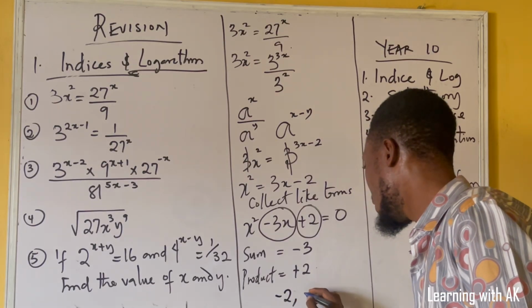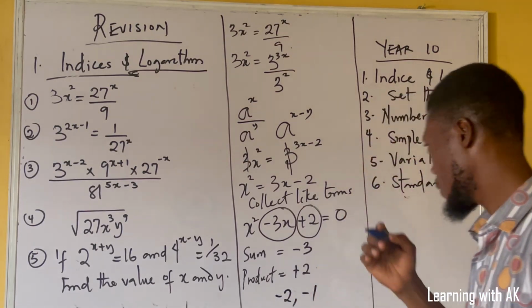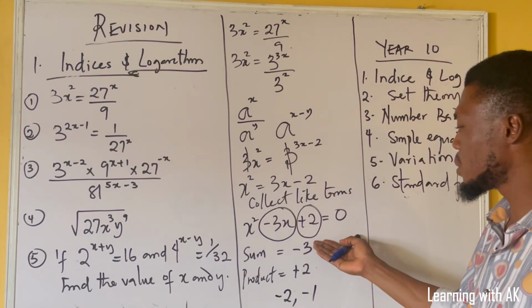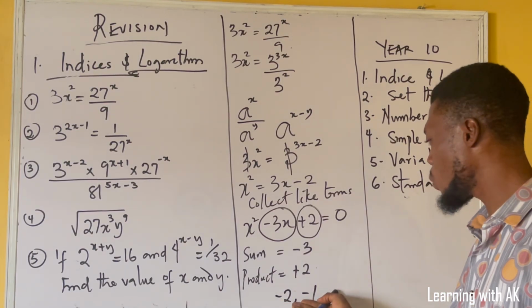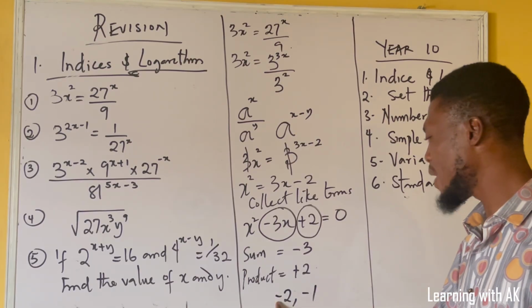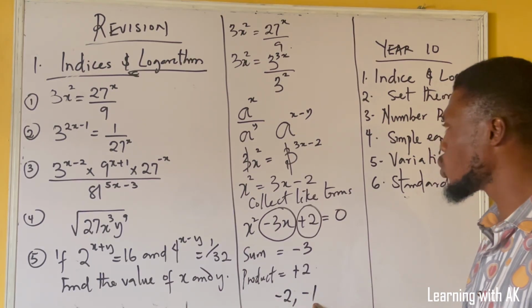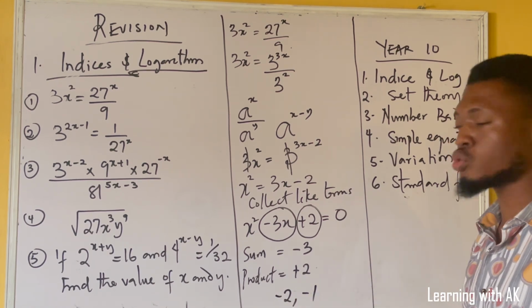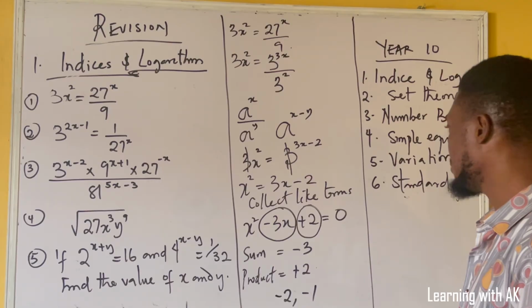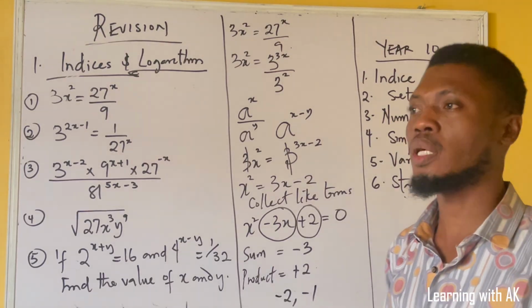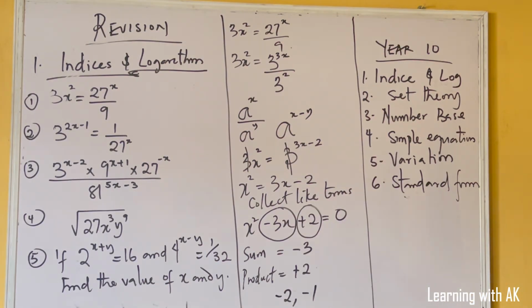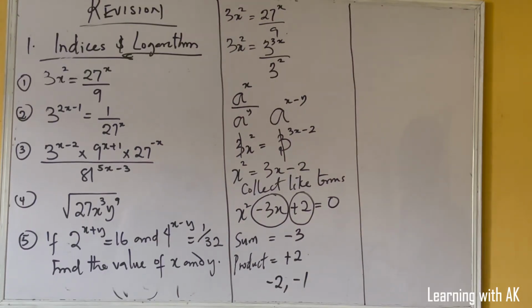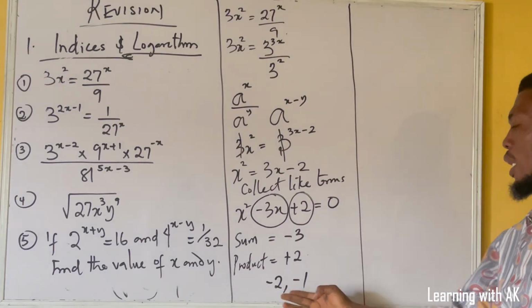The numbers are -2 and -1. So -2 -1 will give us -3. -2 times -1 will give us +2. So from here, the factors are -2 and -1.